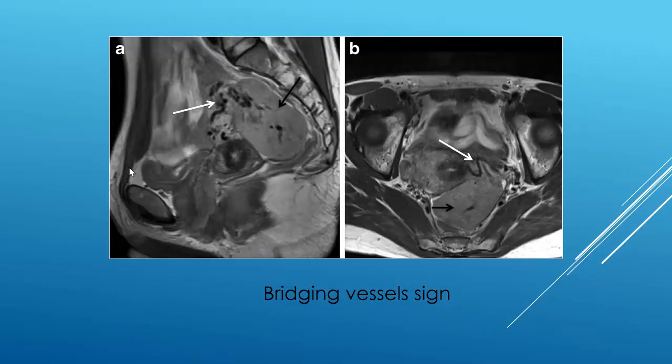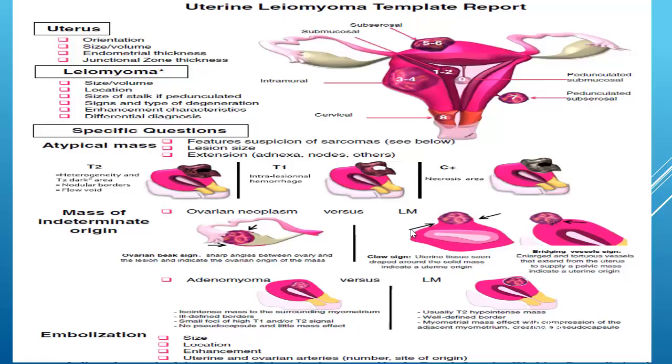And this is the bridging vascular sign, which is very important in the pedunculated subserous leiomyomas to know whether it is related to the uterus or it is an adnexal non-uterine lesion or broad ligament fibroid, for example. So the bridging vascular sign is an important sign to see that this pedunculated mass is related to the uterus.